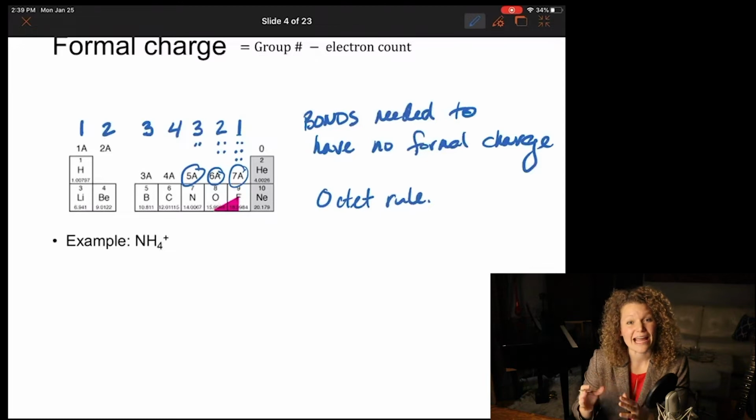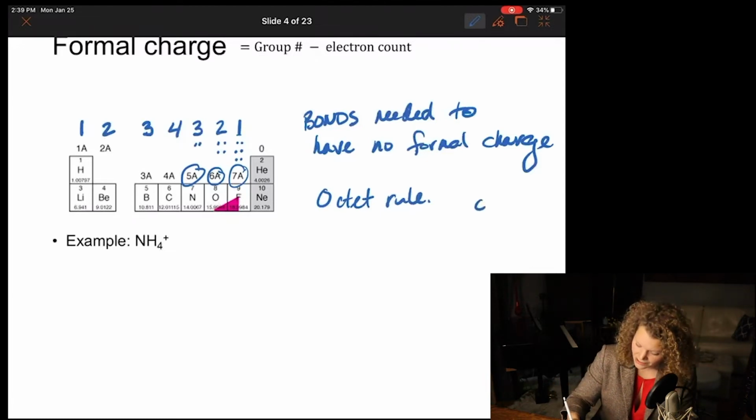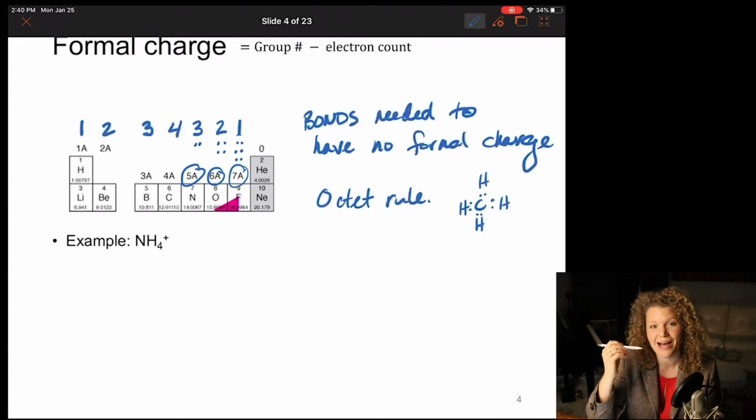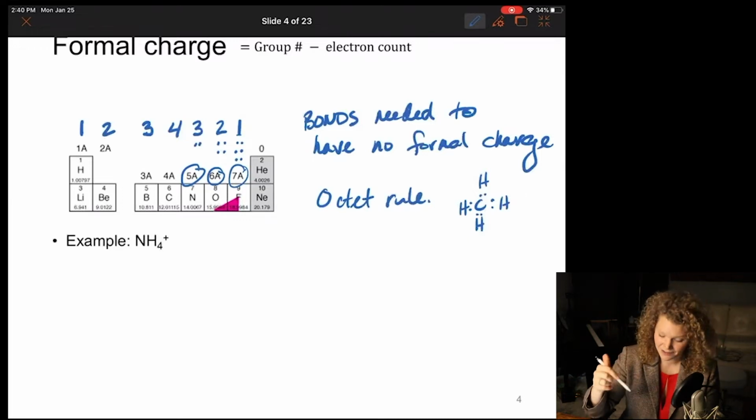Elements like to have 8 electrons in their outer valence shell. When we looked at the case of methane, the carbon here has 8 electrons around it. Now, when you are talking about the octet rule, you do add in any shared electrons. Each bond will correspond to 2 electrons.